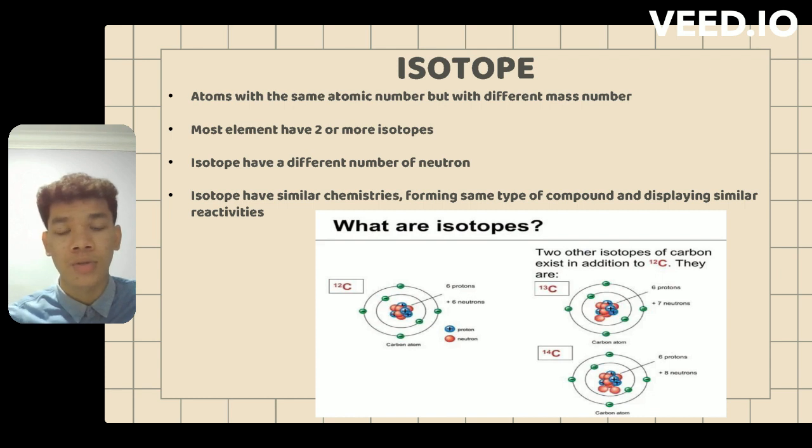And next one is isotope. Isotope is an atom with the same atomic number but with different mass number. Most elements have two or more isotopes. Isotopes have a different number of neutrons. Isotopes have similar chemistries, forming the same type of compound and displaying similar reactivities. As you can see, there's carbon: carbon-12, carbon-13, and carbon-14. These are the carbon isotopes.